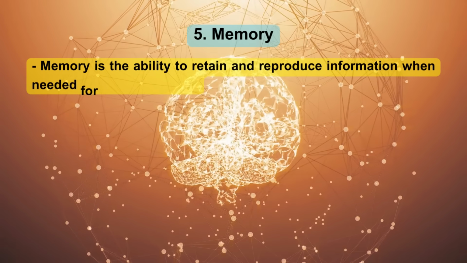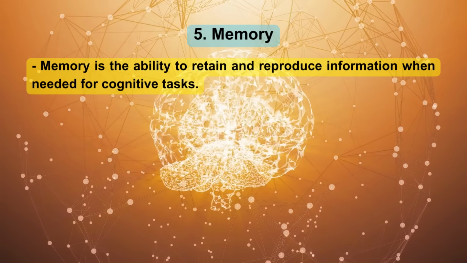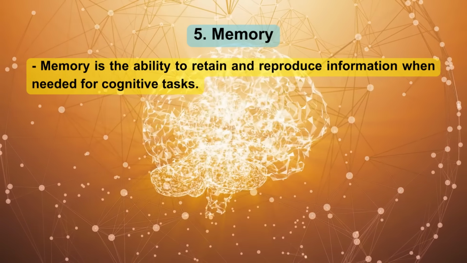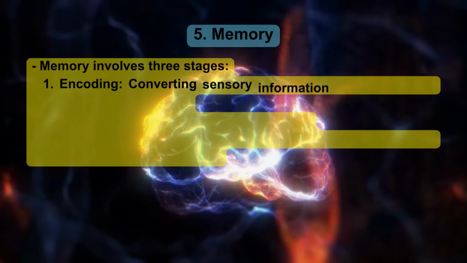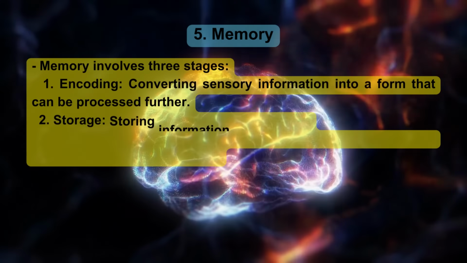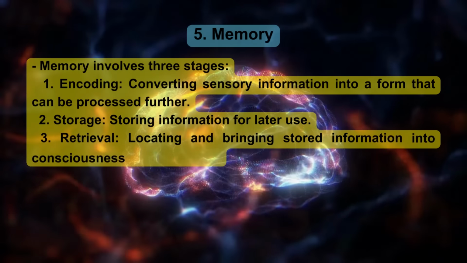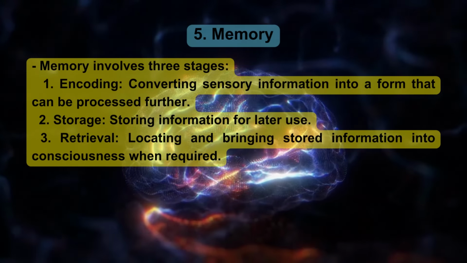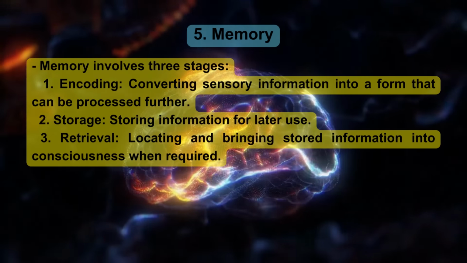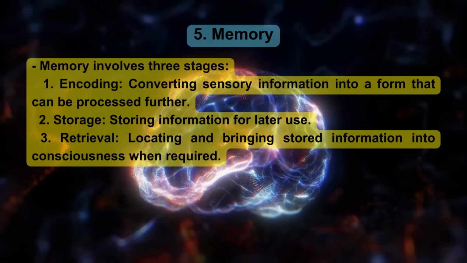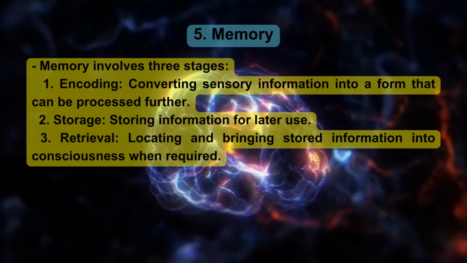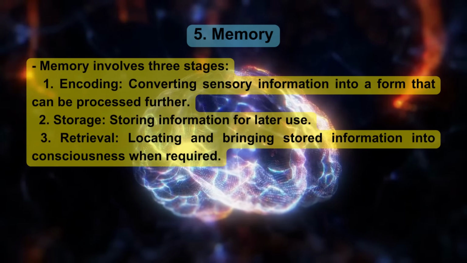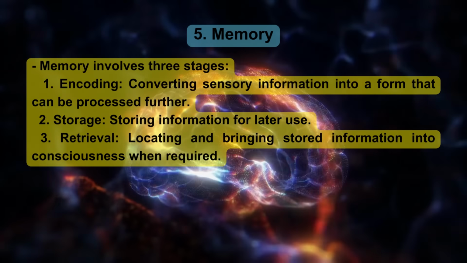5. Memory. Memory is the ability to retain and reproduce information when needed for cognitive tasks. Memory involves 3 stages. 1. Encoding. Converting sensory information into a form that can be processed further. 2. Storage. Storing information for later use. 3. Retrieval. Locating and bringing stored information into consciousness when required.